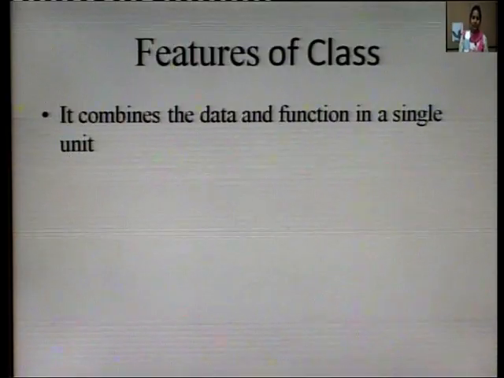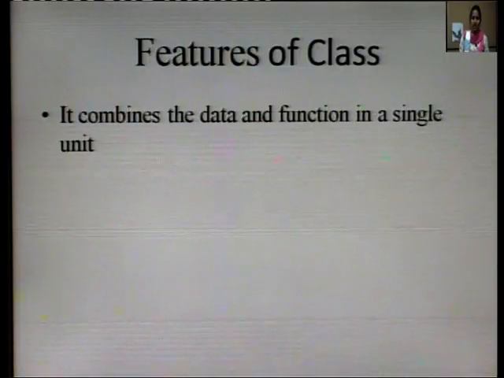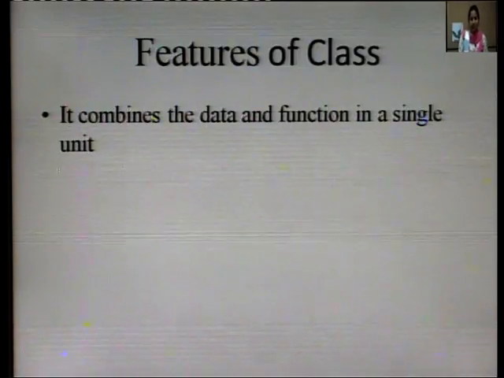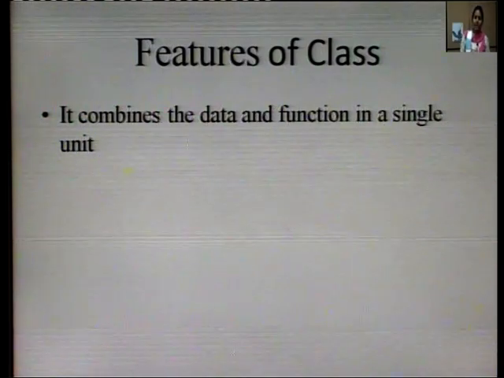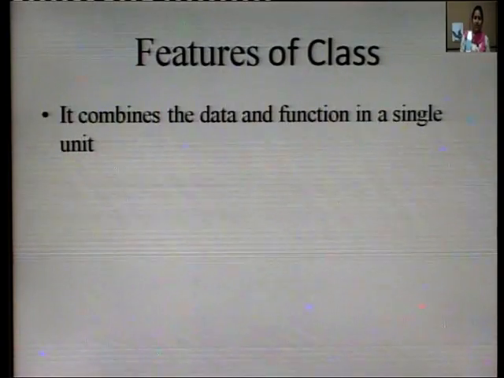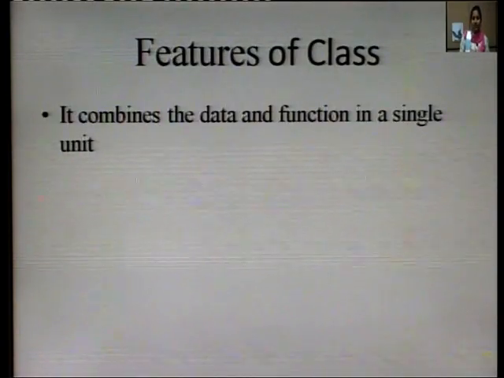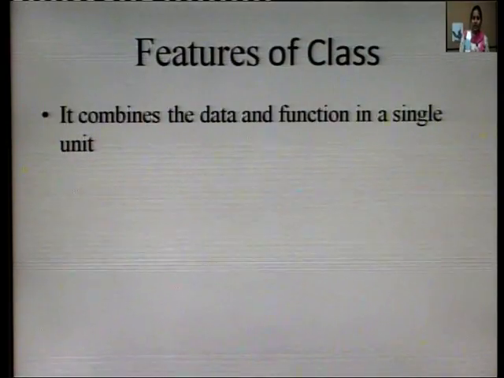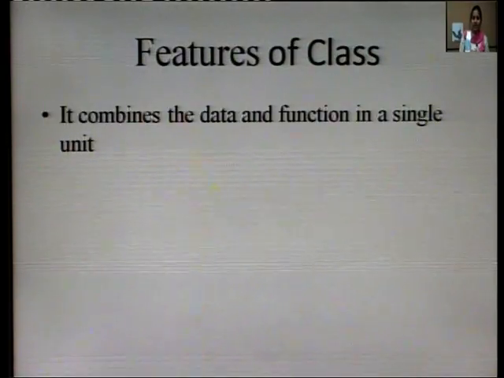In previous procedural languages, we have learned the structure. A structure is only a collection of different data types. How these data types can be operated on by a function is ignored, and how these data types are secured is ignored. So the feature of a class is that we can combine data and functions in a single unit.